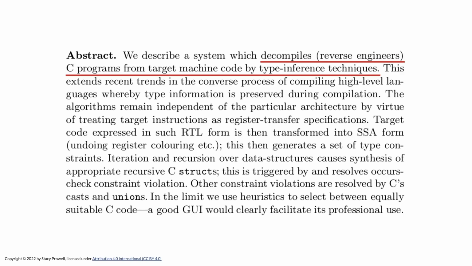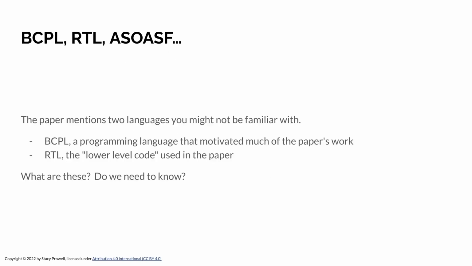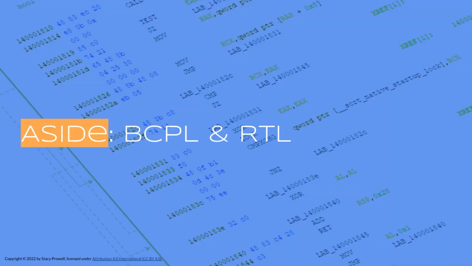He goes on to talk about a bunch of other things, and we'll cover each of those along the way. He mentions RTL. He mentions SSA. He talks about a number of things. We'll get to those. The paper mentions two acronyms, two languages that you might not be familiar with. He mentions BCPL, and that's a programming language, and that's actually what motivated a lot of this paper's work. And he mentions RTL, the lower level code used in the paper. So let's ask the question, what are these, and do we need to know? We probably don't, but it's worth finding out anyway. So as an aside, I'm going to tell you about BCPL and RTL.